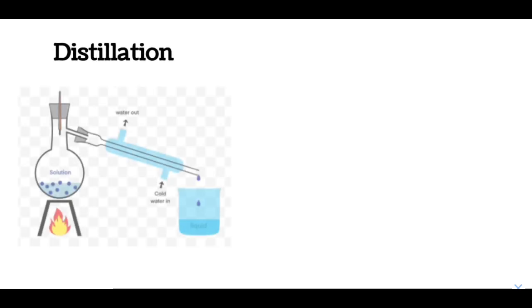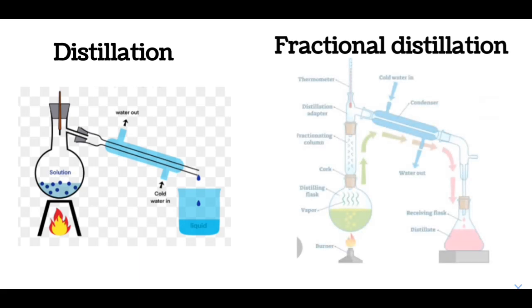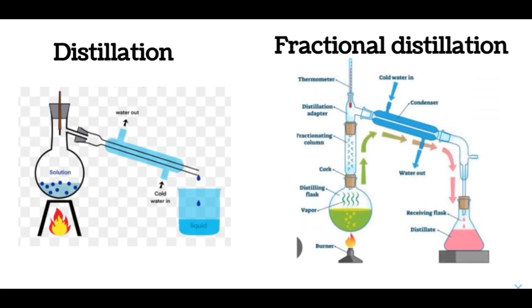Distillation. This is a method used to separate a liquid from a solution based on differences in boiling points. Example, obtaining pure water from salt solution. Fractional distillation. This is used to separate two or more miscible liquids with different boiling points. Example, separating ethanol from water or separating components of crude oil.